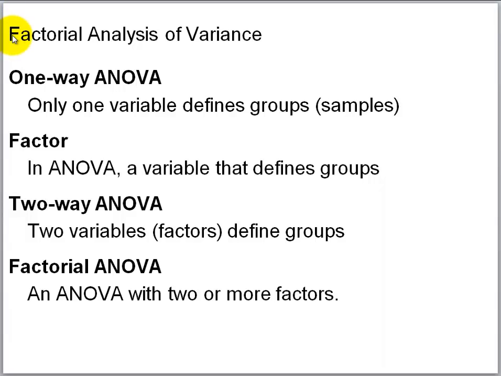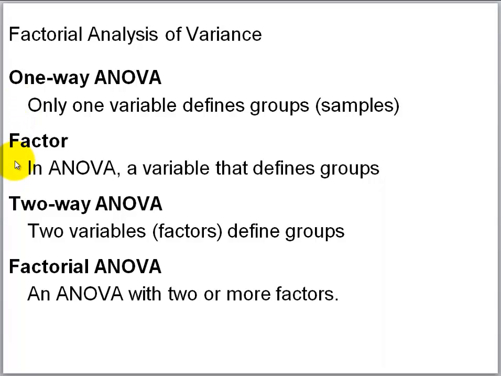We are going to take a look now at factorial analysis of variance, or factorial ANOVA. So in one-way ANOVA, in Chapter 21, only one variable defined our groups. So for instance, our example involved ethnicity of families in the special needs adoption study. Families were categorized as minority interracial, white interracial, or transracial. So there was just one variable, that being family ethnicity.